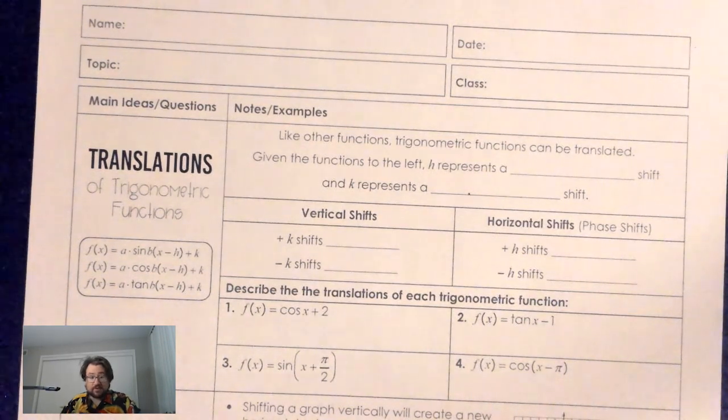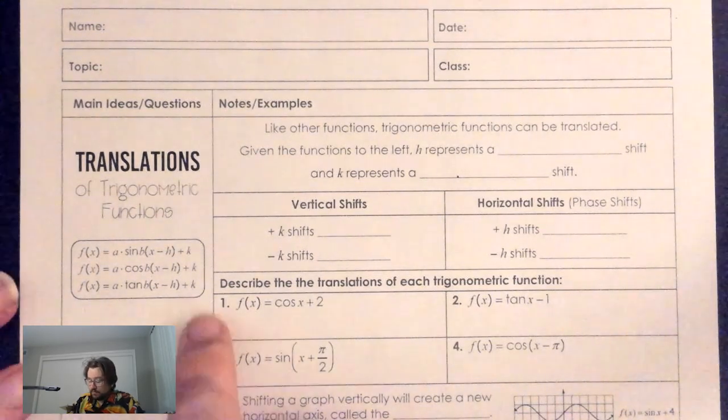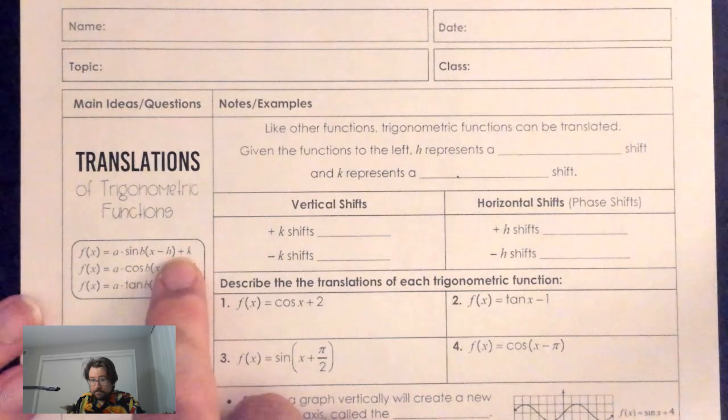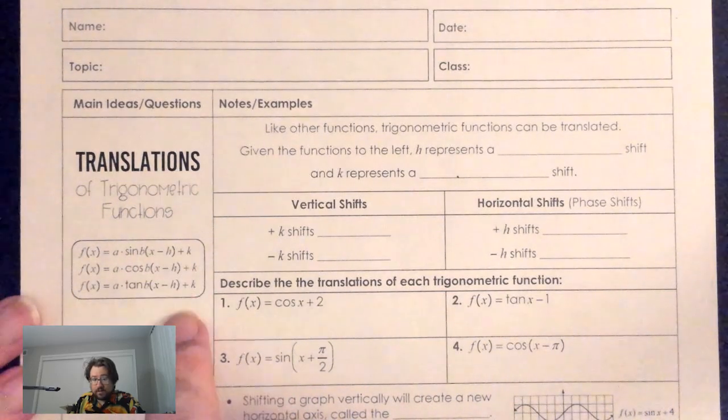Hello, today we're going to be translating trigonometric functions. Our translations will often appear as a plus or minus value to either the function itself on the outside, like this k, or a plus or minus h on the inside, like what we see here.